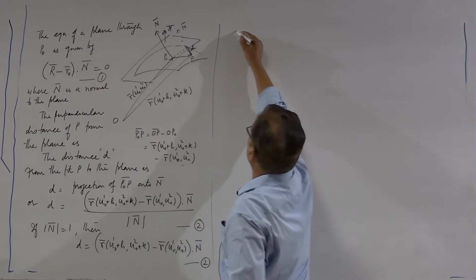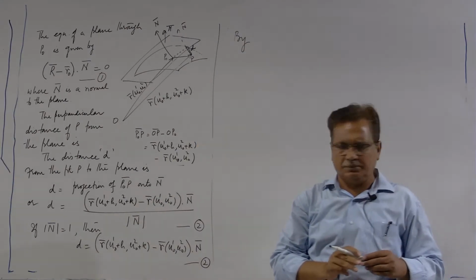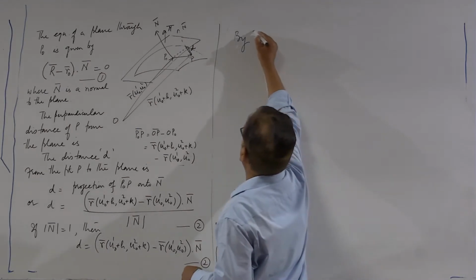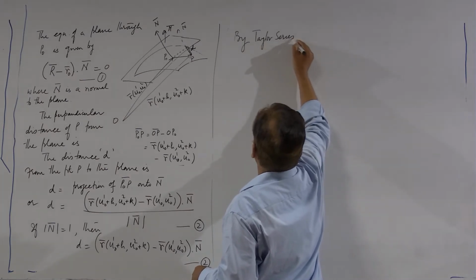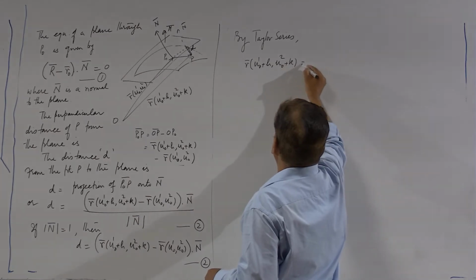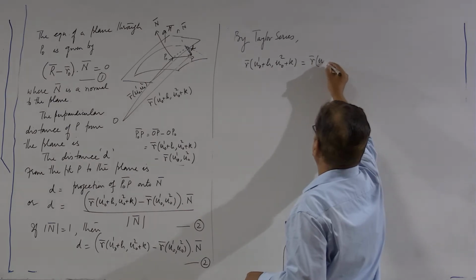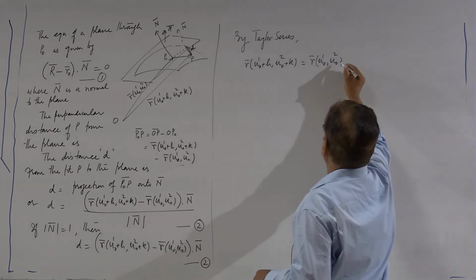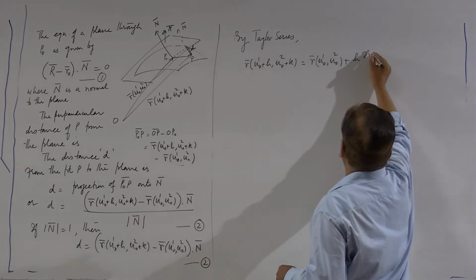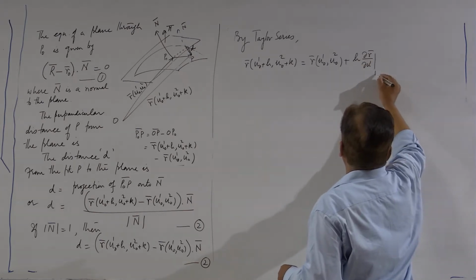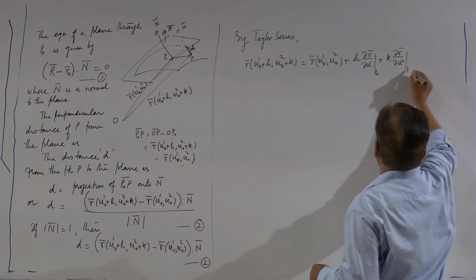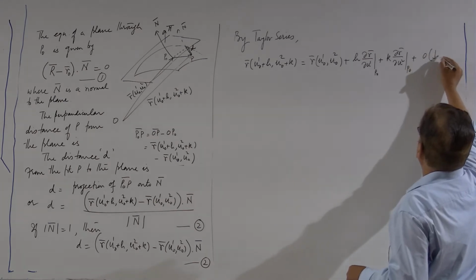Now, by Taylor's formula, because throughout we are assuming that our surface is regular, once the surface is regular, you can expand r of u10 plus h, u20 plus k by Taylor series. So, by Taylor series, r of u10 plus h, u20 plus k is equal to r of u10, u20, plus h times the derivative of r with respect to u1, so del r upon del u1 at the point p0, plus k times del r upon del u2 at p0, plus terms of the order of h square plus k square.